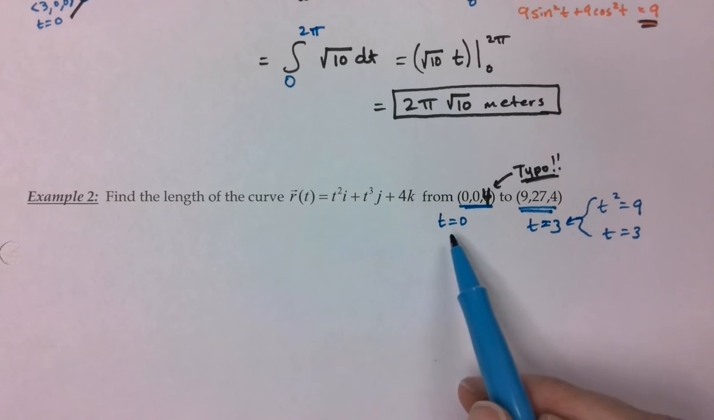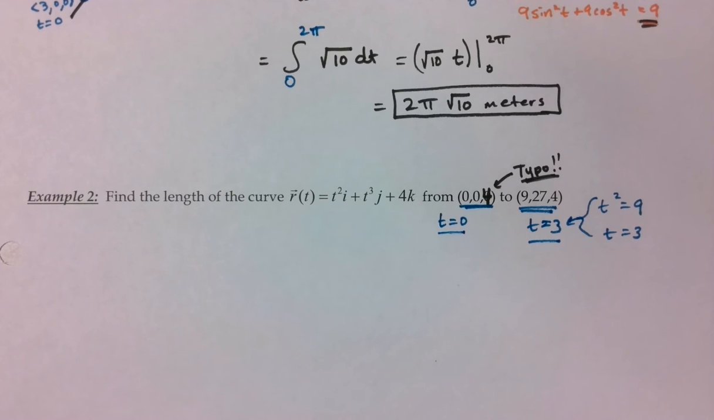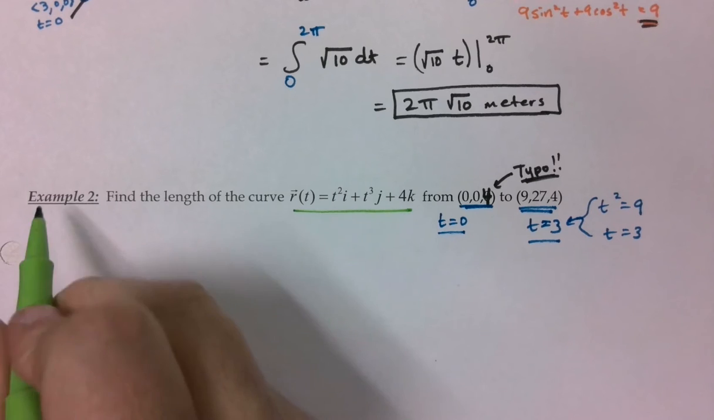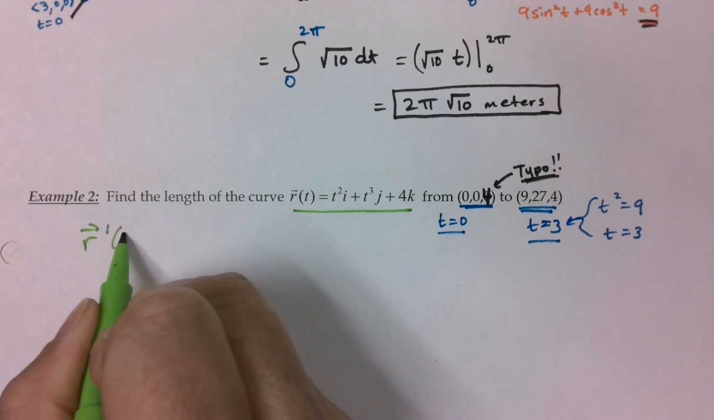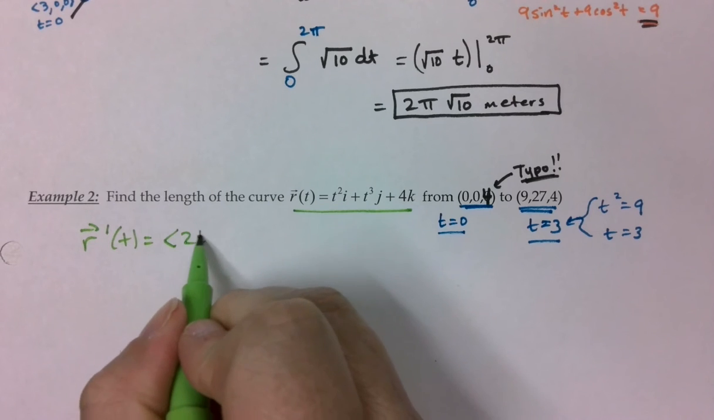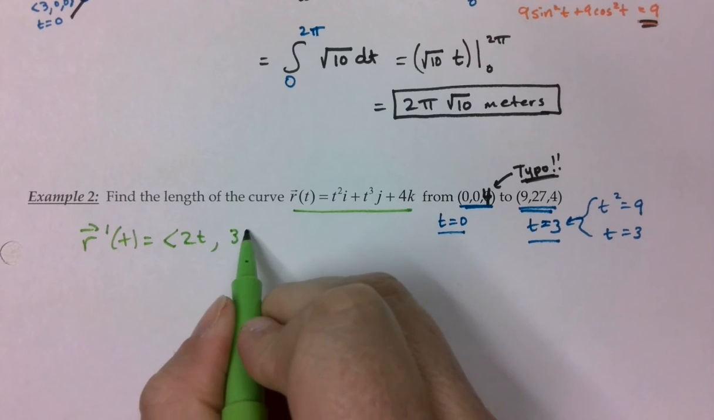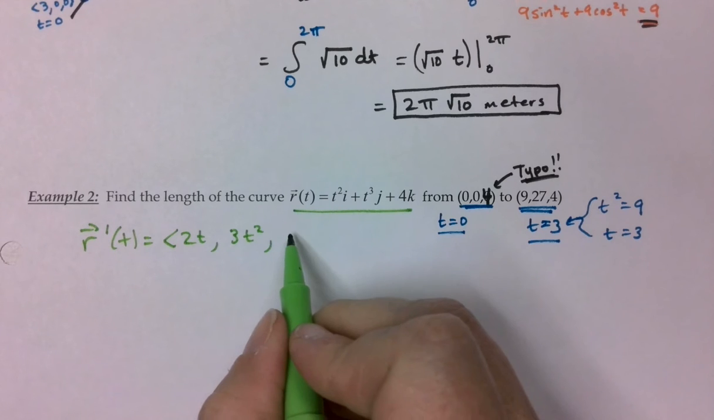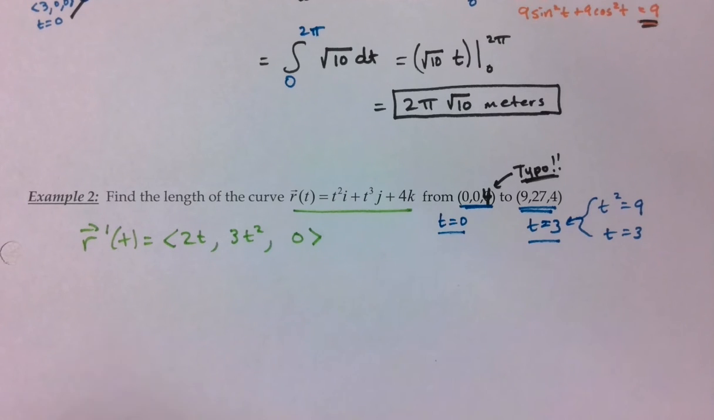Okay, so I'm going to go from t equals 0 to t equals 3. There's my limits of integration. Now for my arc length, I do still need the derivative of this, so I need r prime of t. Well, the derivative of t squared is 2t. Derivative of t cubed is 3t squared. The derivative of 4t is 0 because that's a constant.